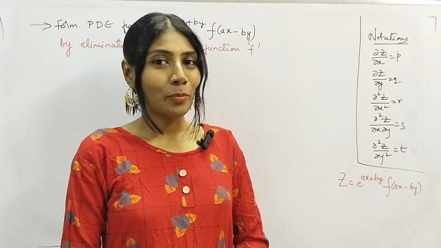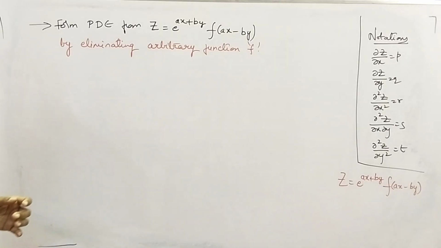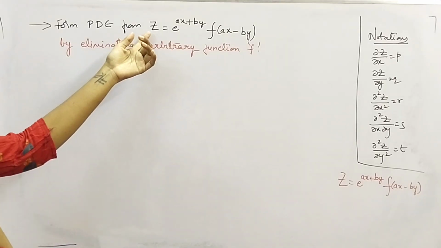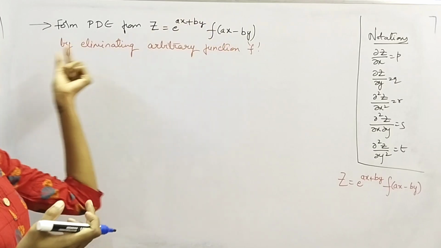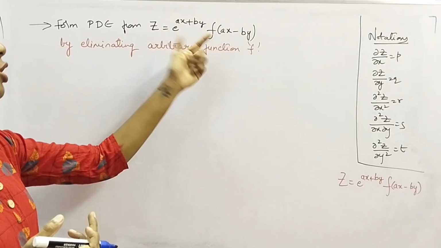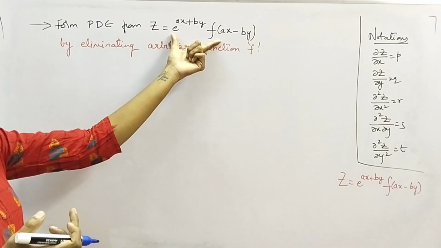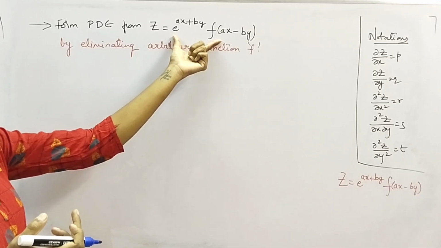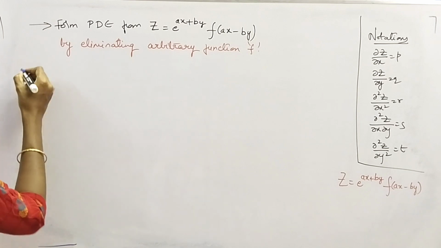In this video, we're going to see a problem from partial differential equations. So let's get going. Problem: form partial differential equation from z equal to e power ax plus by into f of ax minus by by eliminating the arbitrary function f. So we are given a relation z equal to e power ax plus by into f of ax minus by, and we are asked to form a partial differential equation by eliminating this f. So let's see.